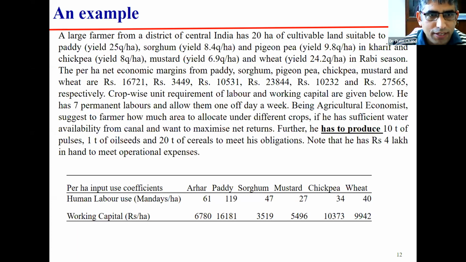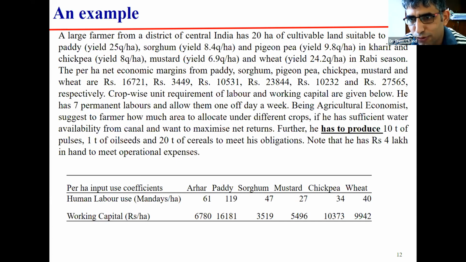Understood? He has 7 permanent laborers and allows them 1 off day a week. They can go only for 1 day in a week. Agricultural economics suggests to the farmer how much area to allocate under different crops, if he has sufficient water availability from the canal and wants to maximize net return.